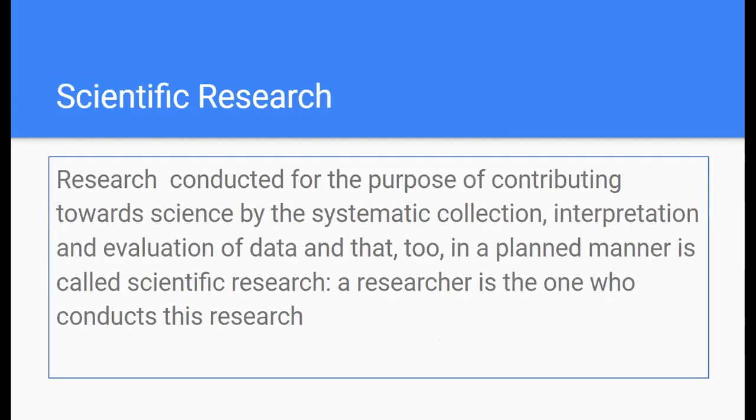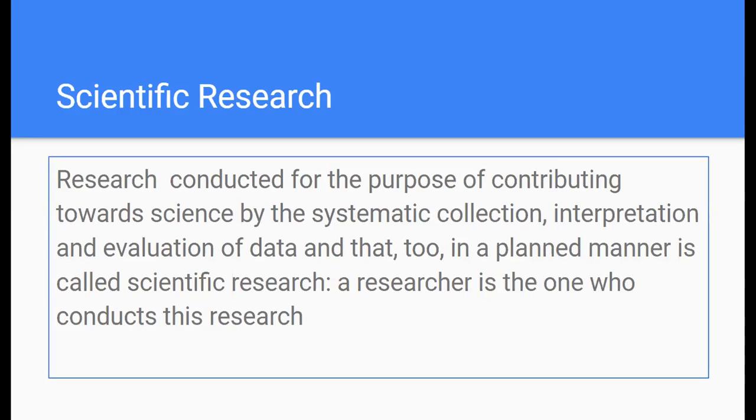Okay, so now let's look at scientific research. We'll be talking about research. So when we look at science, we're looking at research conducted for the purpose of contributing towards science by systematic collection, interpretation, and evaluation of data, planned in a manner that is what we call scientific research. So when we collect data in a systematic way, interpret it systematically and evaluate it, we are doing what we call scientific research.